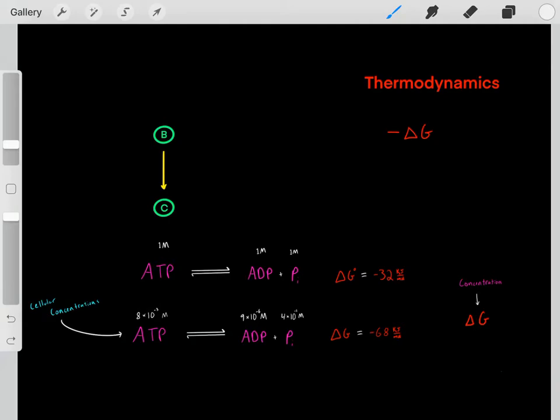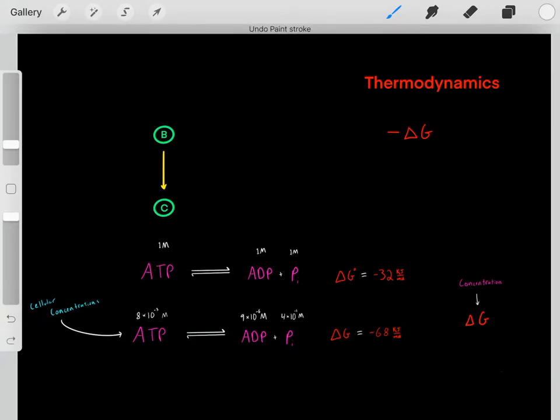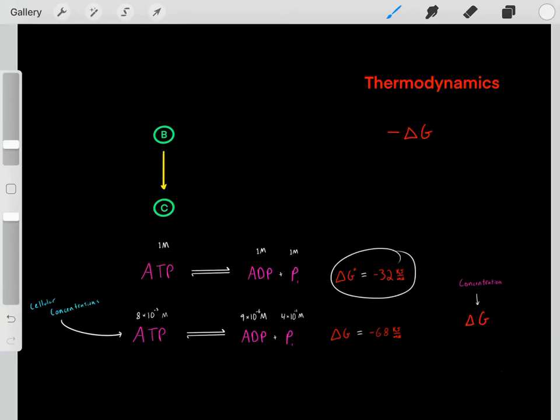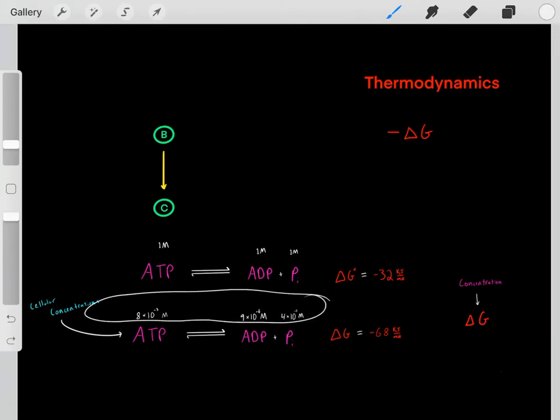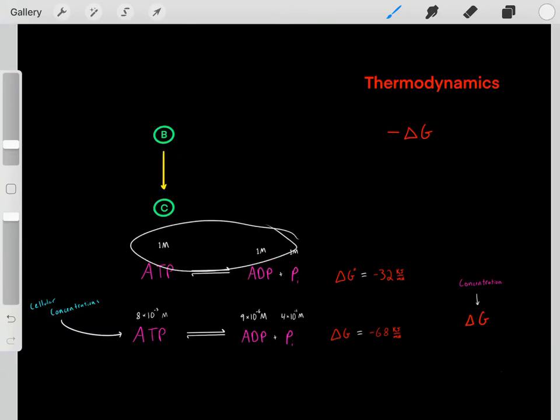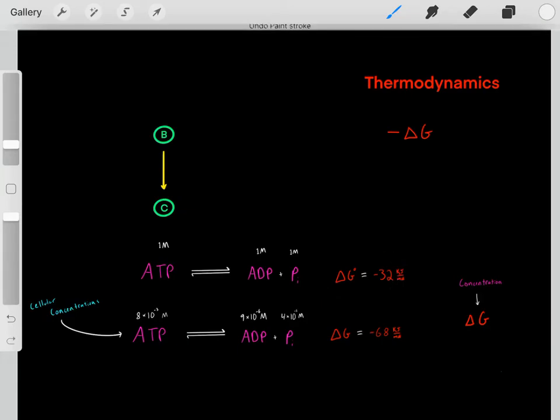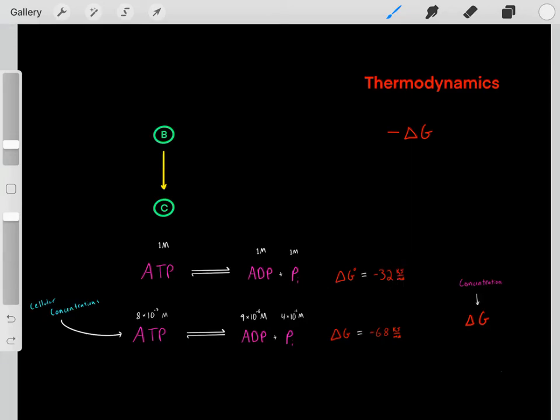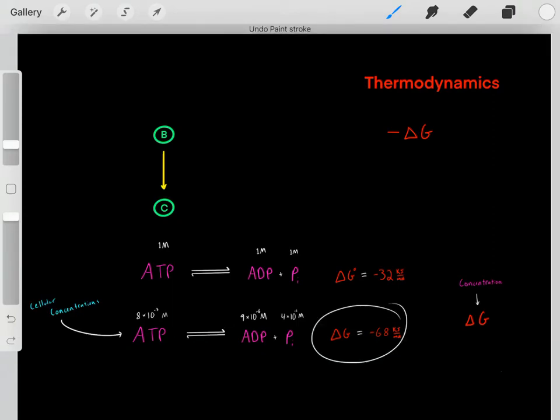So it's important to realize under standard state concentrations, this reaction has a delta G of negative 32 kilojoules per mole. However, in these cellular conditions with these cellular concentrations, ATP hydrolyzing into ADP and inorganic phosphate releases negative 68 kilojoules per mole. So we can see it's the concentrations that determine how much free energy is released. So this is a really important point. It's the concentrations that determine how much free energy is released, the delta G. And under different concentrations, a different amount of free energy is released.